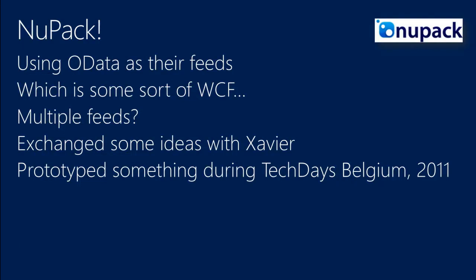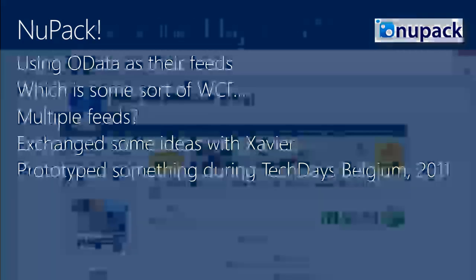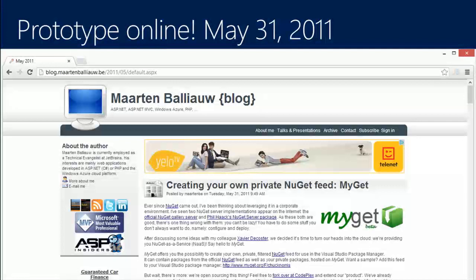So what if we could take this approach of having one service with multiple routes pointing to that service with an OData feed? We could create multiple feeds. The interesting thing is that if we can create multiple feeds, we can also create multiple feeds for NuGet, or NuPack at that time. So we exchanged some ideas, and during a conference, we basically prototyped something, which then was online, I think end of May.